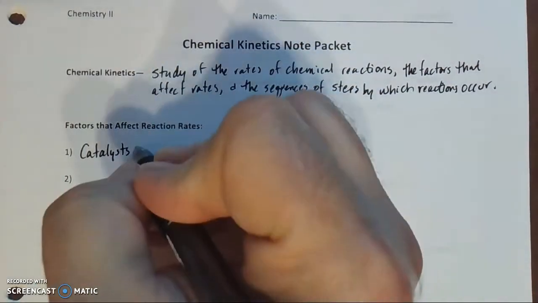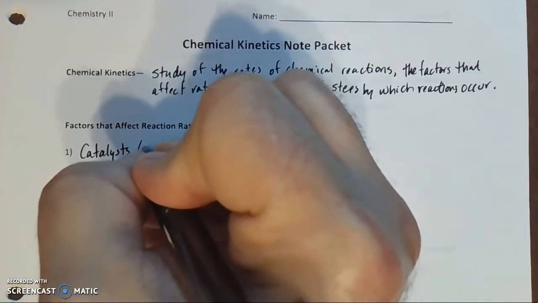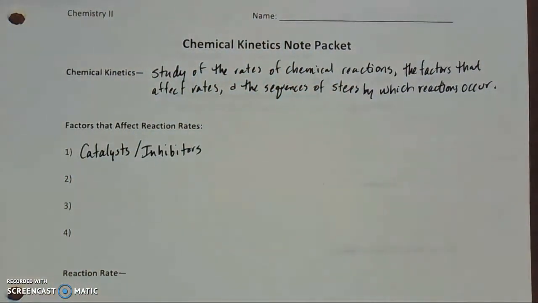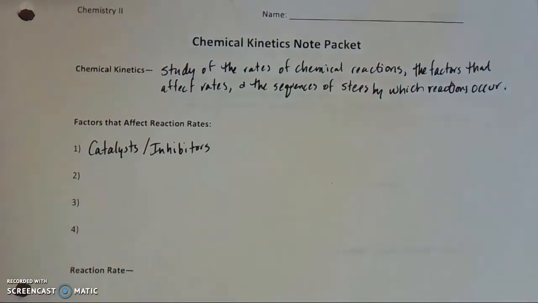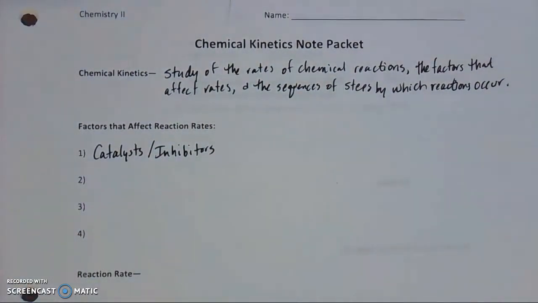But we can also have things that act in the opposite of a catalyst, and those are called inhibitors. A lot of pharmaceuticals work with inhibitors. So we end up with different things happening that can block a reaction from happening.